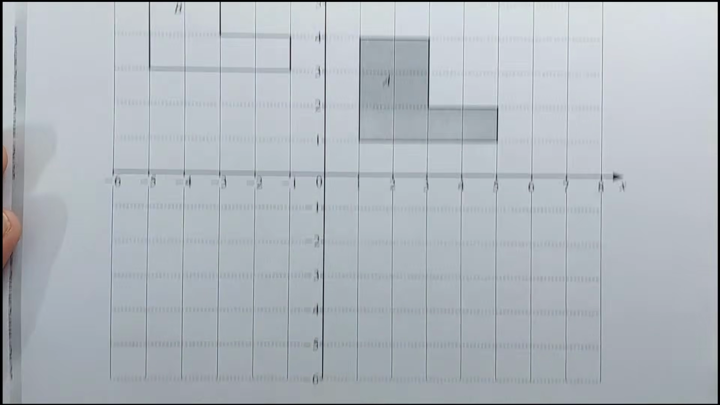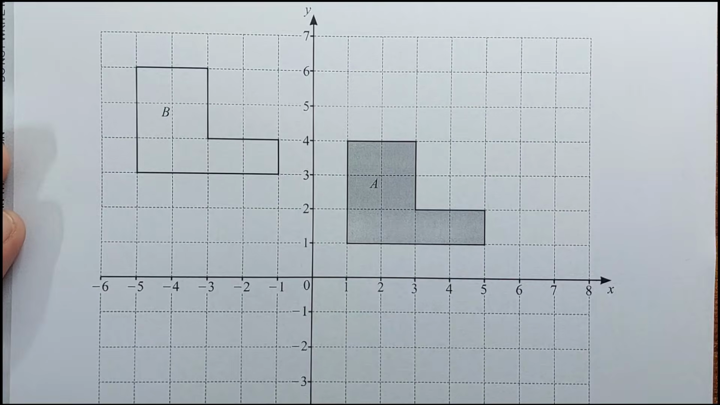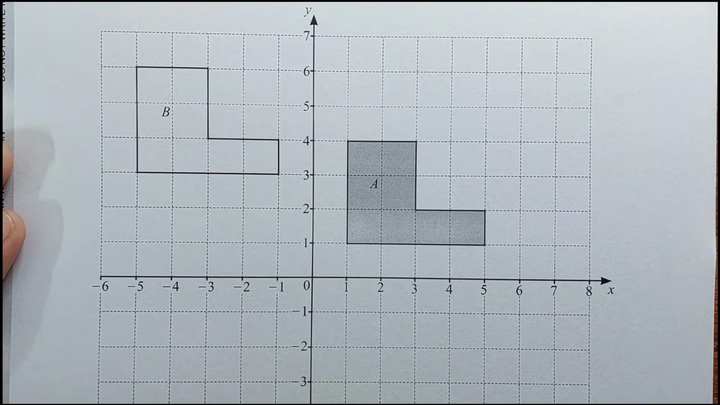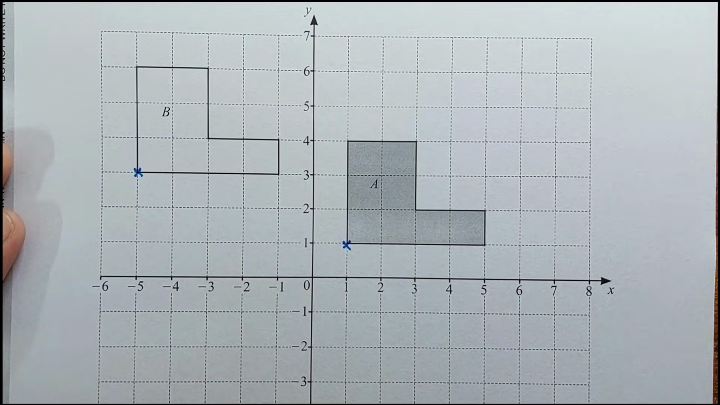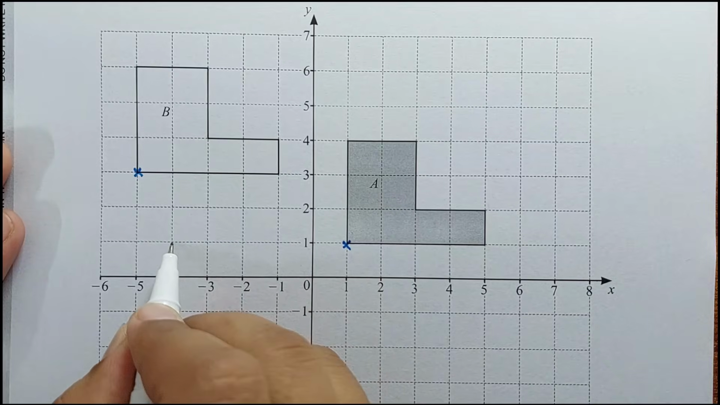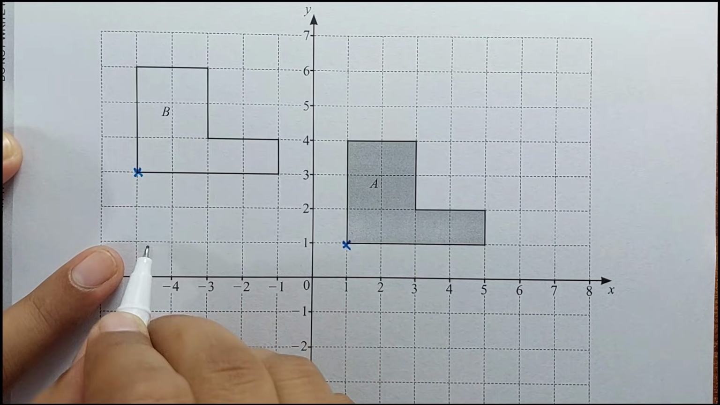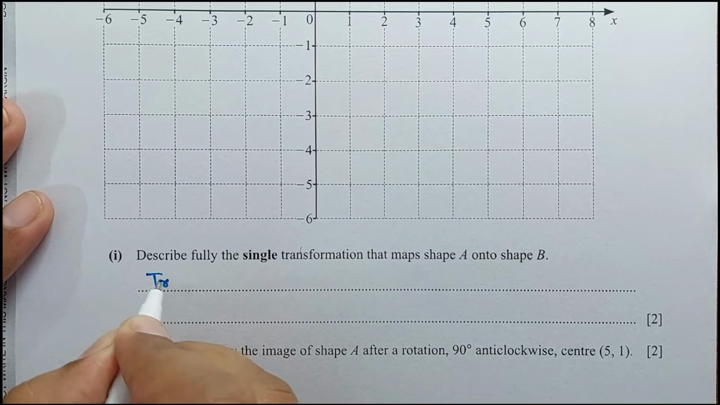Now for part B, number 1, describe fully the single transformation that maps shape A onto shape B. Look at A and look at B. These two shapes are a translation, not an enlargement, not a rotation, not a reflection. If you fix the reference point, how much is it translated? 1 unit, 2 unit, 3 unit, 4 unit, 5 unit, 6 unit. 6 units to the left and 2 units up. So it is a translation.